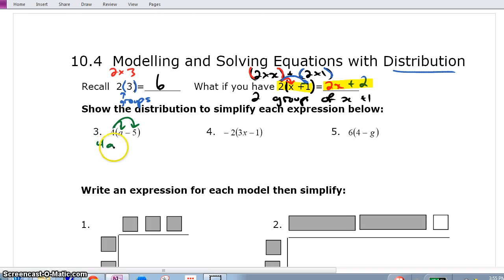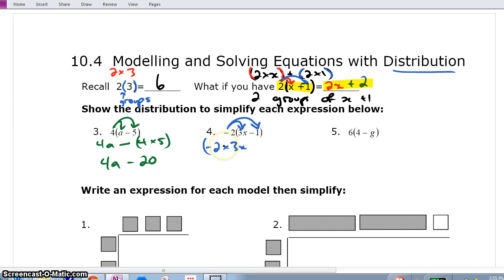We have 4 a's, and we have minus the 4 times 5 piece, right? 4a minus 20. Here we have a negative 2 in front. We have negative 2 groups, and we're going to distribute that like this. So let's maybe write out both.